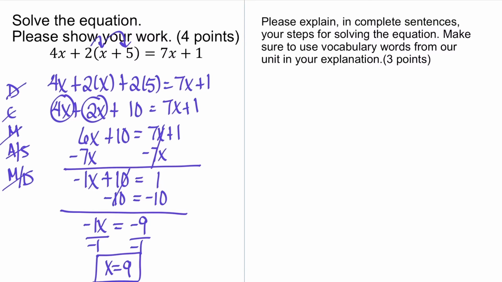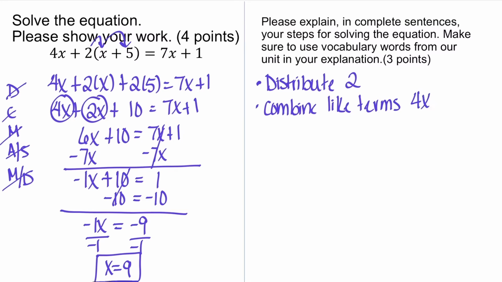Okay, so now we need to explain what we did in this problem. We're just going to look back and think about all the steps we did. We started off by distributing the 2. Then we combined like terms, and those like terms were 4x and 2x. Then we moved all x to one side by subtracting 7x.